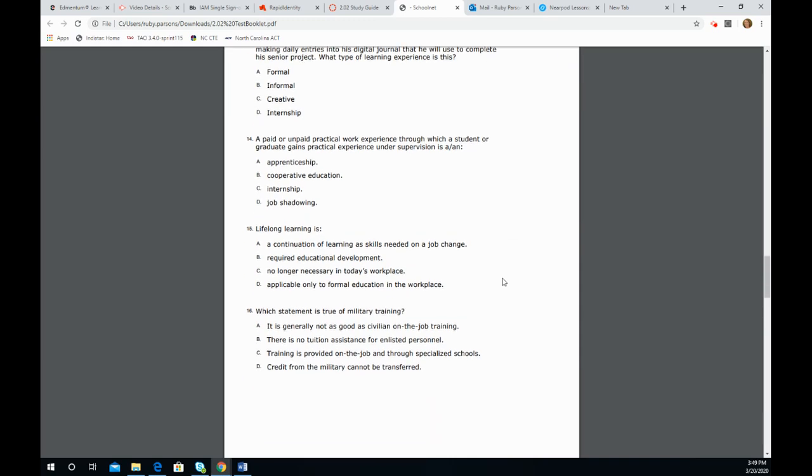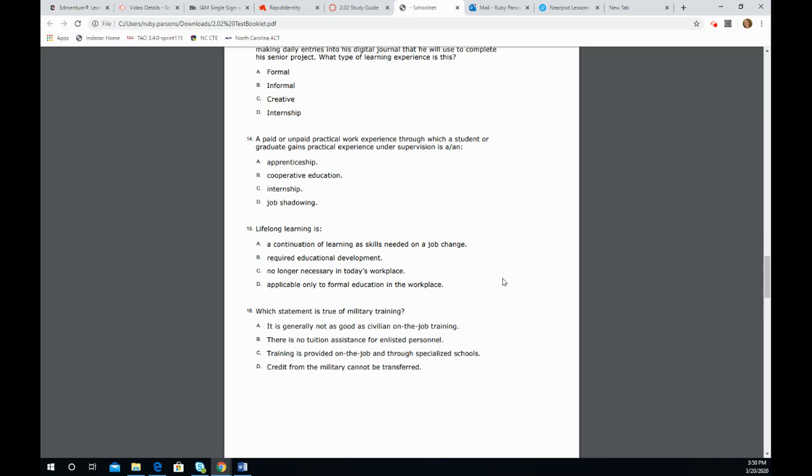Number 14, a paid or unpaid practical work experience through which a student or a graduate gains practical experience under supervision is A, apprenticeship, B, cooperative education, C, internship, or D, job shadowing. C, internship, because sometimes internships can be paid, sometimes they are not.